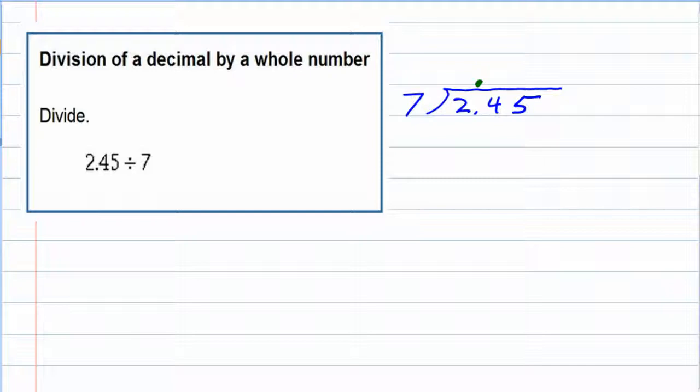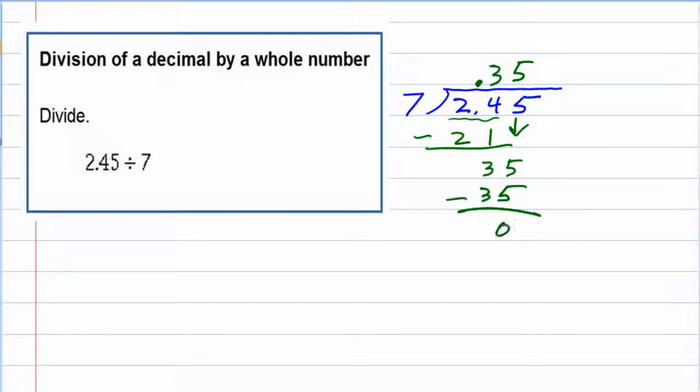7 goes into 24 3 times. So 3 times 7 is 21. Subtract, bring down the 5, the 5 comes down, 7 goes into 35 5 times. 5 times 7 is 35, and again it worked out nicely, no remainders. We have our decimal. Some people like to put the 0 in the front of the decimal, 0.35, but either way is fine.